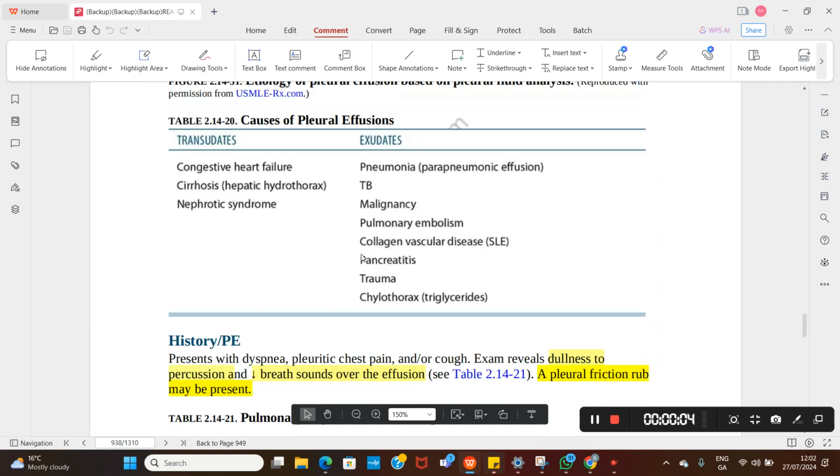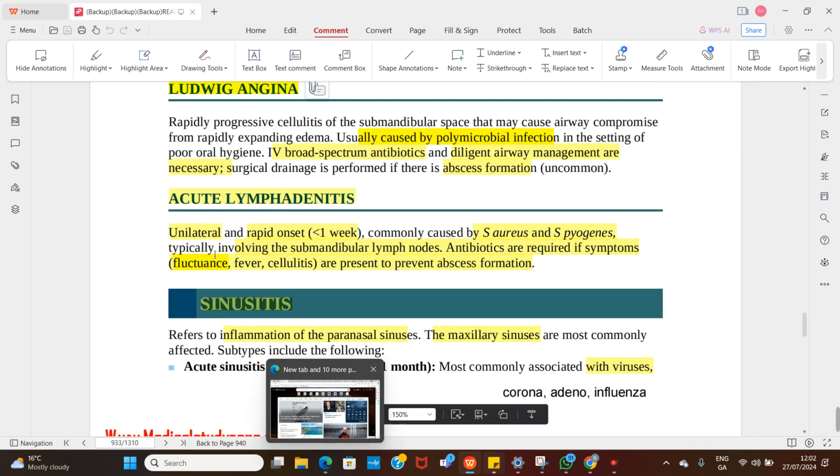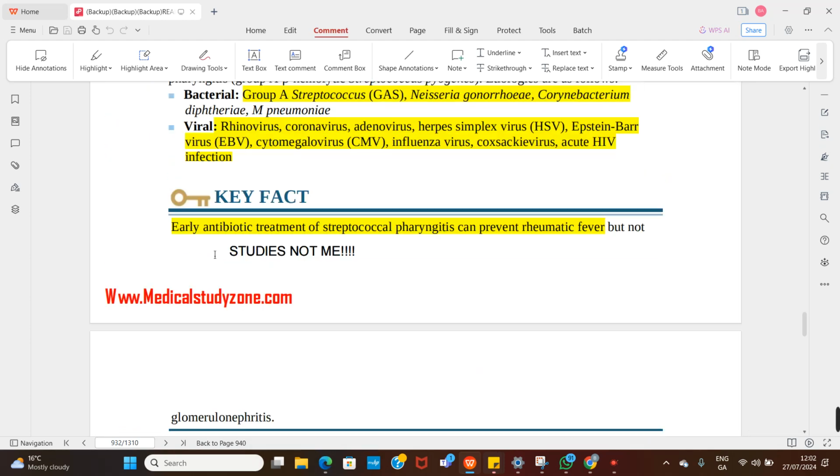Be rounding up with our respiratory. Okay.